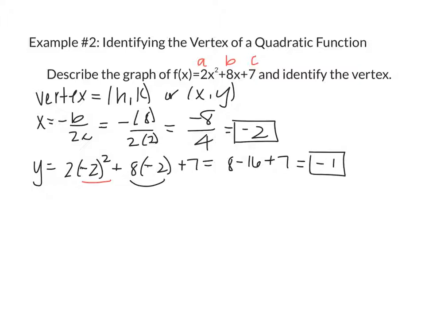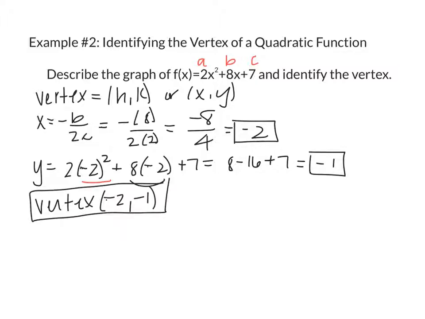So that means that our vertex is negative 2, negative 1. And we got that from what we just did, okay? After that, we will write our function in vertex form. Again, in order for it to be in vertex form, it has to be in the form, and let me switch colors so that we don't get confused. The vertex form is y equals a times x minus h squared plus k, all right?